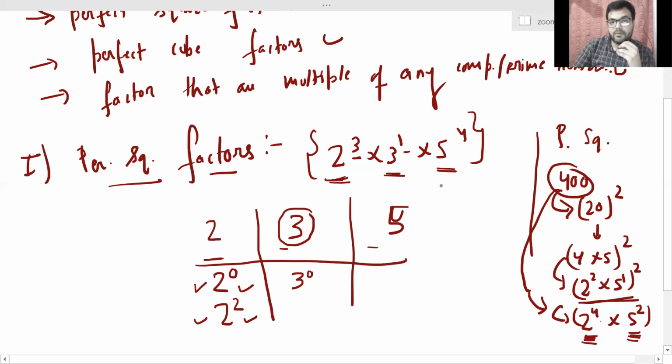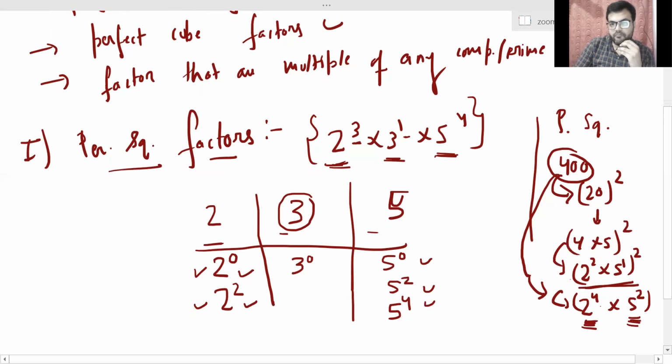Now talking about the third prime number, which is 5. The maximum power of 5 is 4. So we can take the power 0 of 5, we can take the power 2 of 5, and we can take the power 4 of 5. So we can take 3 powers of 5.